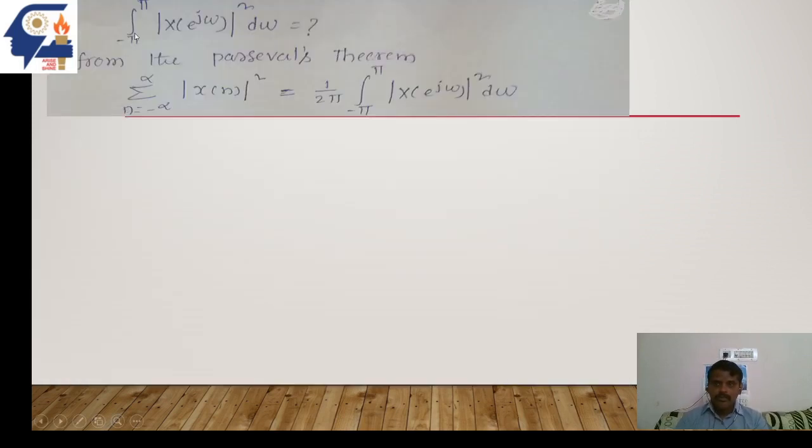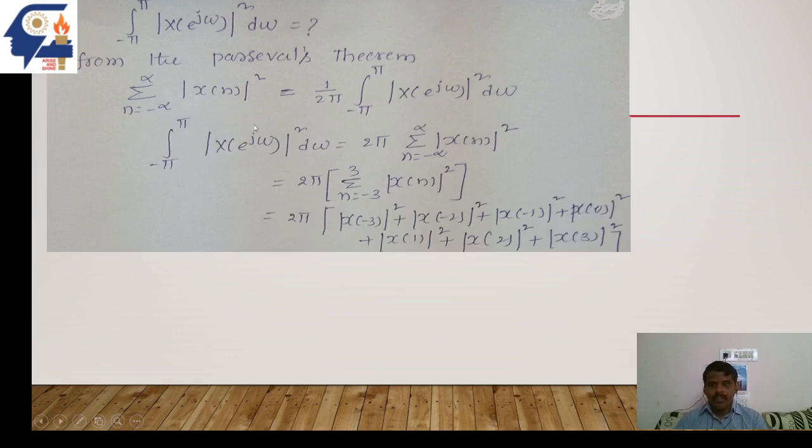Last problem, they are asking to find the integral minus pi to plus pi mod X of e power j omega whole square d omega. This question is from Parseval's theorem. Parseval's theorem formula: summation n equal to minus infinity to plus infinity mod x of n whole square is equal to 1 by 2 pi integral minus pi to pi mod capital X of e power j omega whole square d omega. They are asking for this part, so send this 1 by 2 pi to the left side, then we get 2 pi into summation n equal to minus infinity to plus infinity mod x of n whole square.